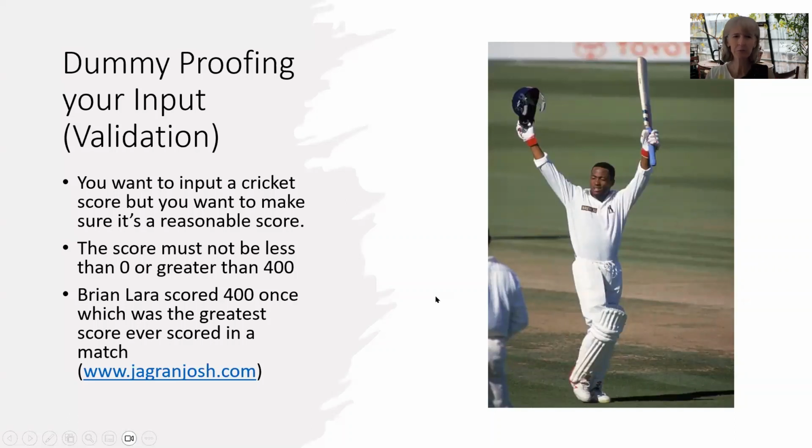Dummy proofing your input, or it's also called validation. Validation is the formal way to call dummy proofing. Say you want to input a cricket score, but you want to make sure it's a reasonable score. So the score must not be less than 0 or greater than 400. I looked this up to see what a reasonable cricket score would be for the maximum. And Brian Lara, who was a famous cricketer, once scored 400, and that was the greatest score ever scored in a match. So that's what our maximum score will be.